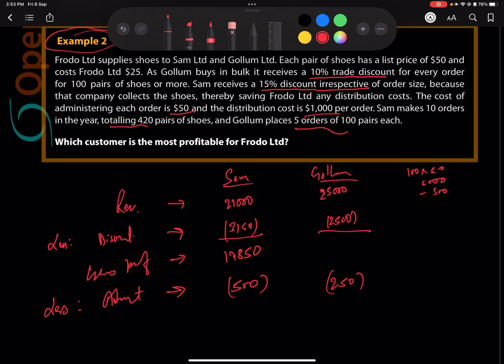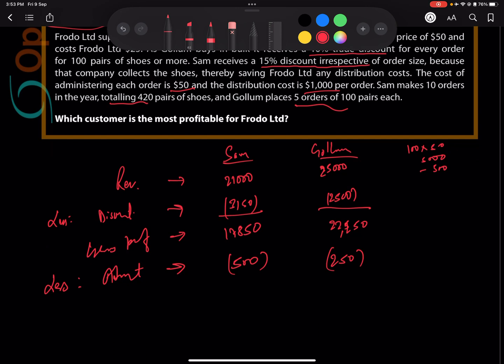Next thing, let's just calculate the gross profit. So that's going to be 22,000 for 250, right? In case of Gollum. And then administrative cost is going to be what? Each order is 50. So 5 orders times 50 is going to be 250, right? The other guy makes a large number of orders, right? So he is more frequently ordering, and he's only ordering in small amounts, right? So irrespective of the order size, he's getting 15% discount, right?